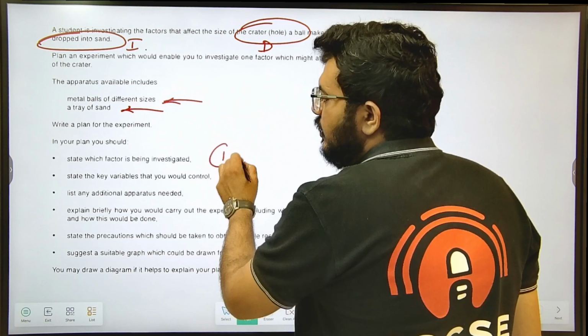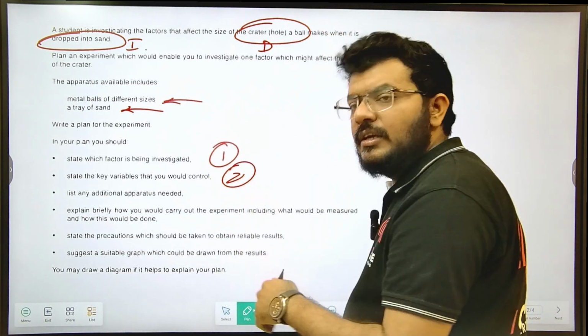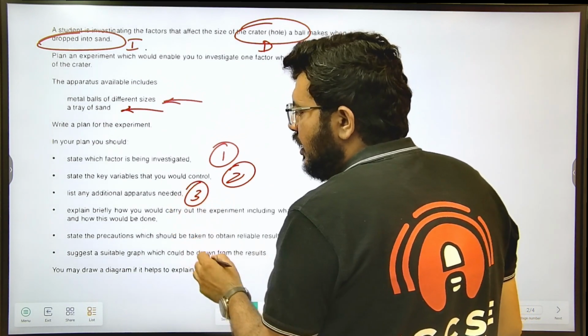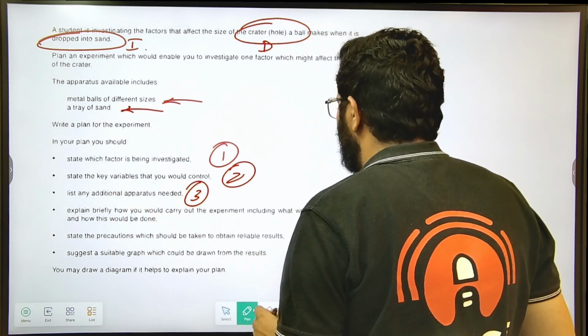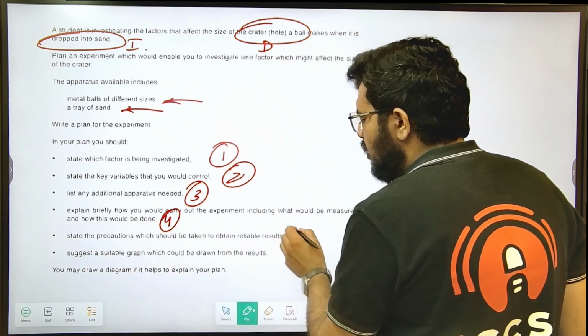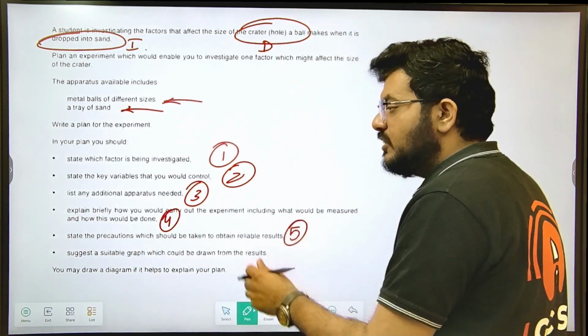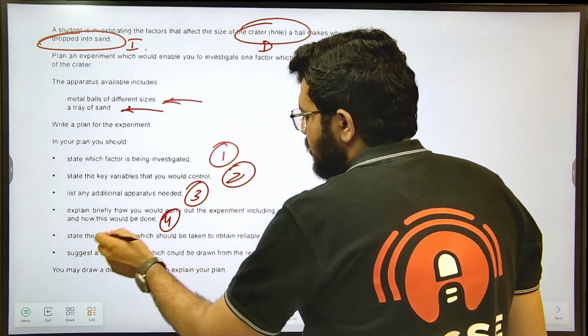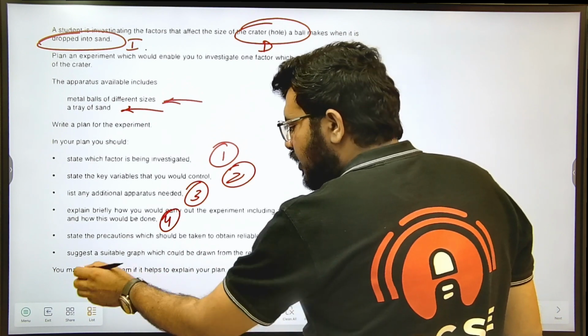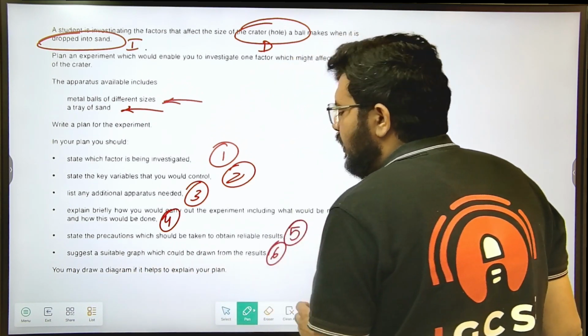So 1 mark: key variables to control, meaning keep constant. Additional apparatus needed. Okay, briefly, how would you carry out the experiment? What to be measured? Okay, state precautions to obtain reliable results. So repeat. Suggest a suitable graph which could be drawn from the result, 6 marks. You may draw a diagram if it helps you to explain your plan.